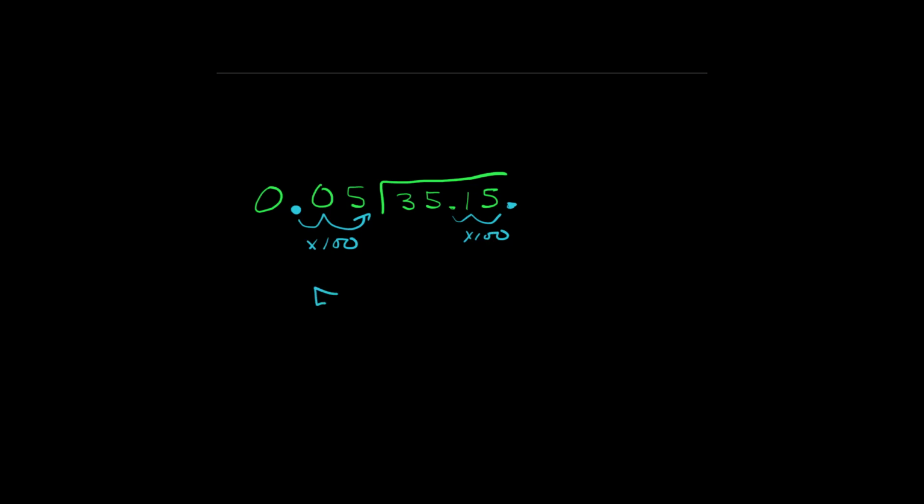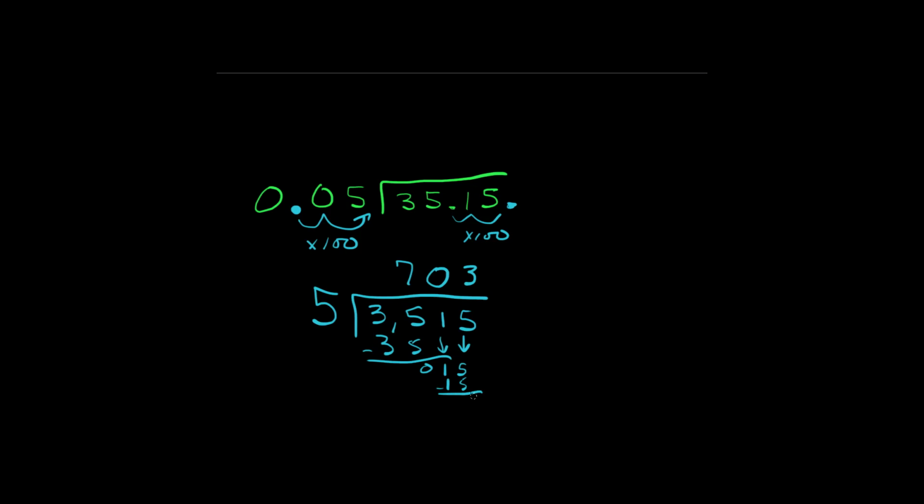Alright, so our new problem, which is the same as that problem, is going to be a problem that we were familiar with. So a whole number divided by a whole number. So 3,515 divided by 5. Alright, and then you can just go through that the normal way again. So 7 times 5 is 35. Bring down the 1. Placeholder, we can't do that. There's no 5's that can fit into 1. And then a 3, because 3 times 5 is 15. And it worked out perfect.